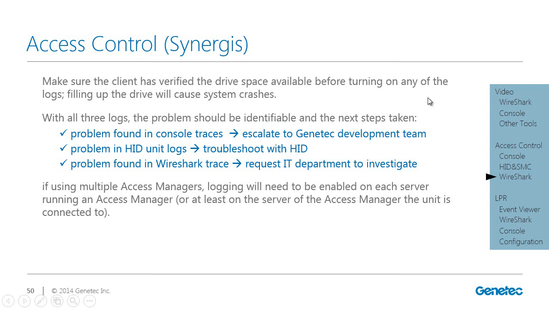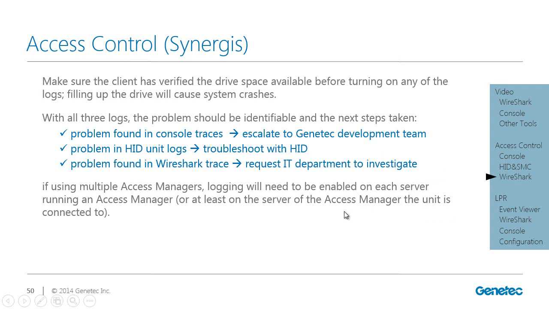problems. Now just to give you an idea of how the logs are used, if we found a problem in the console traces, we would likely get our development team involved to check the software. If we see something in the HID unit logs, we would work with HID to resolve the issue. And finally, if the problem is found in the Wireshark traces, we know that there's something going on with the network, and we would ask to have the IT department for the site to take a look.